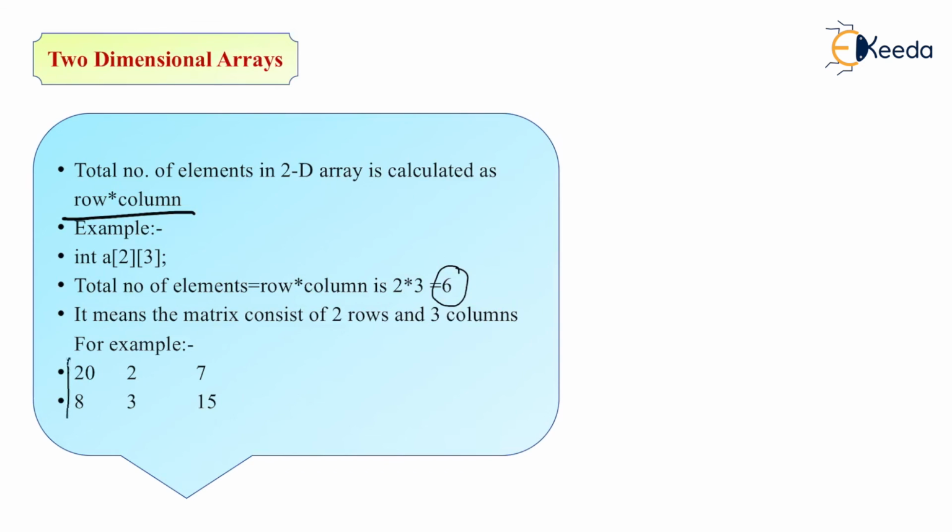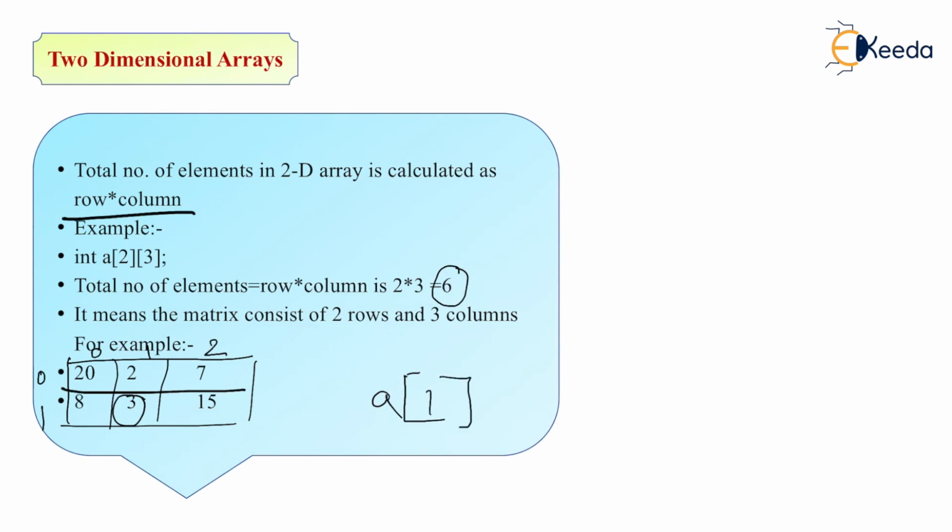So we can say we have one type of matrix, right, with subscripts 0, 1 and 0, 1, 2. So if you want to access a value, consider this one, what you'll do is say a, the row index is 1 and the column index is 1, right?